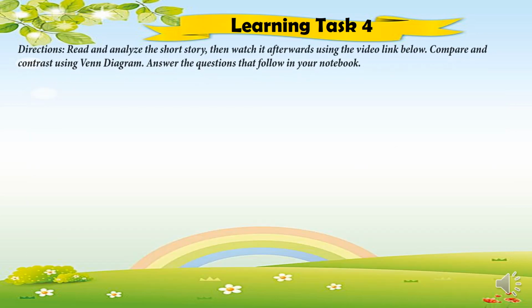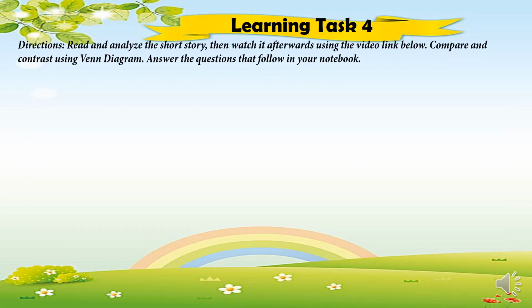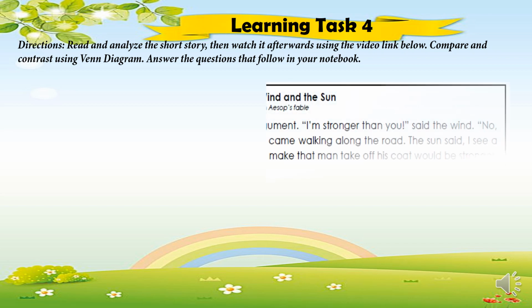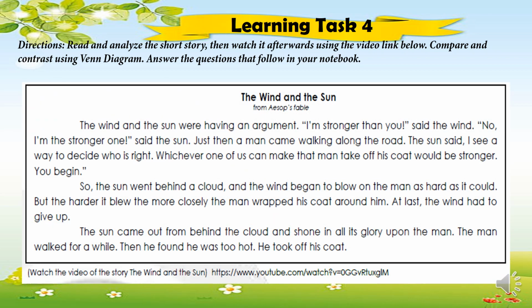For learning task 4, read and analyze the short story, then watch it afterwards using the video link below. Compare and contrast using a Venn diagram and answer the questions that follow in your notebook. So let me read to you the short story. It is entitled The Wind and the Sun from Aesop's Fable.